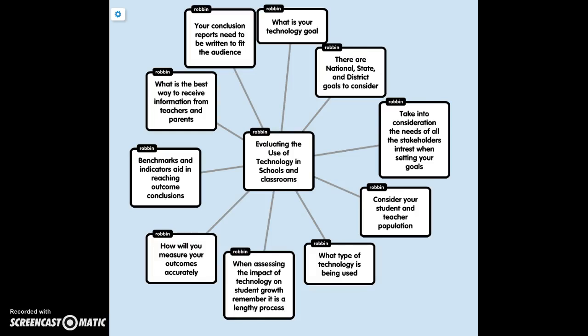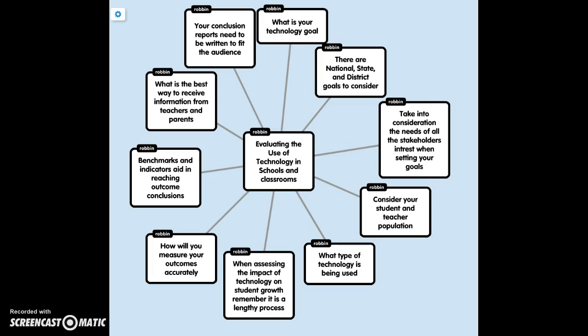As I was reading the evaluation of using technology in schools and classrooms, I came up with 10 things that I found either interesting or that I would need to consider if I was choosing an evaluation plan. The first thing was, what is your technology goal?